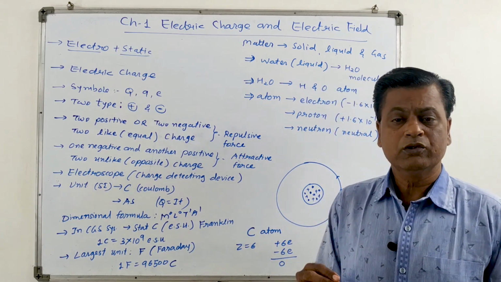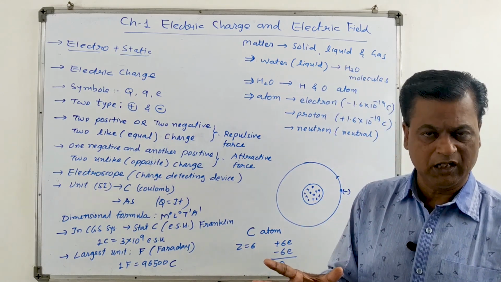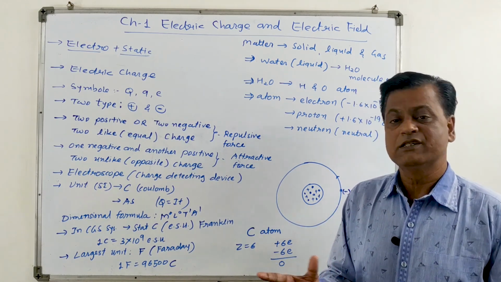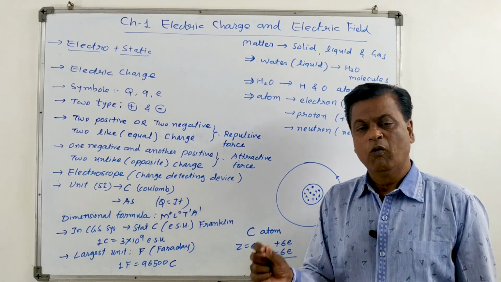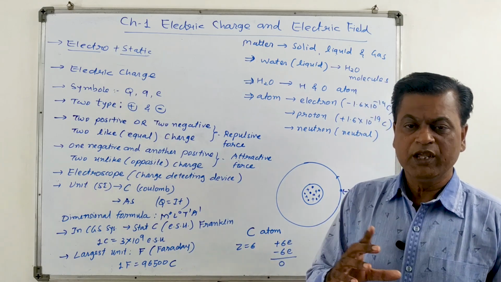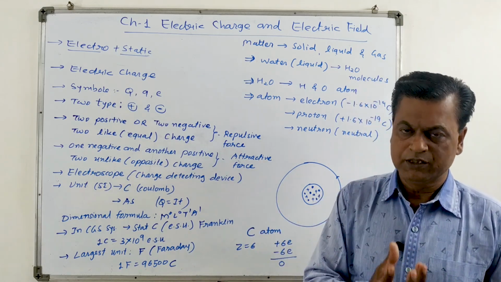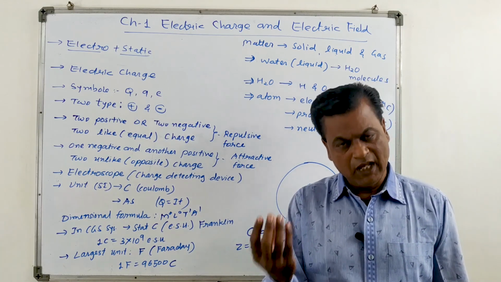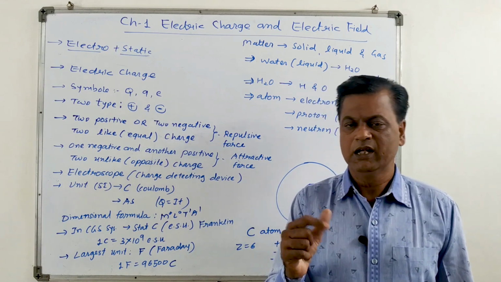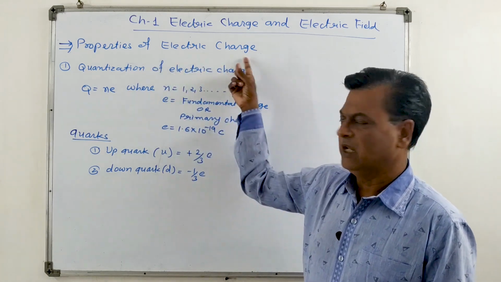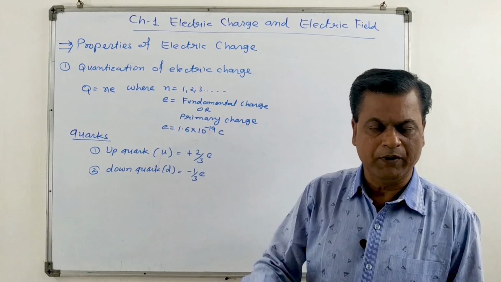Now electrons are slightly bound inside the atom compared to protons. So whenever exchange of electric charge takes place between two bodies, only electrons transfer from one body to another body. The body which loses electrons becomes positively charged and its mass decreases, and the body which gains electrons becomes negatively charged and its mass increases. Now in next topic I will explain you properties of electric charge or characteristics of electric charge.